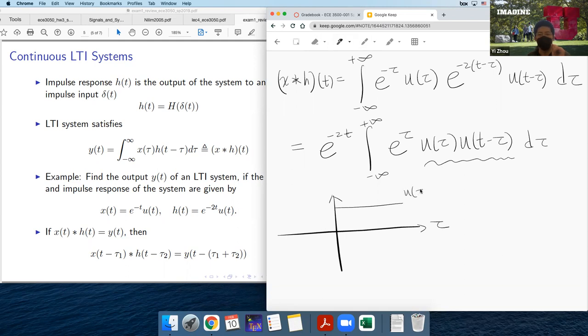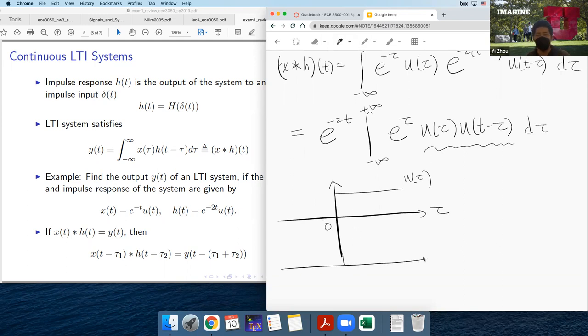This is tau, so this is u(tau). So this one is clear. But for u(t minus tau), it really depends on the sign of this t. So think about how do we get u(t minus tau) from u(tau). You do a time reversal, so you get u(negative tau). And then you further do a time shift to the right by t units. So that's how you get u(negative tau plus t), which is u(t minus tau).